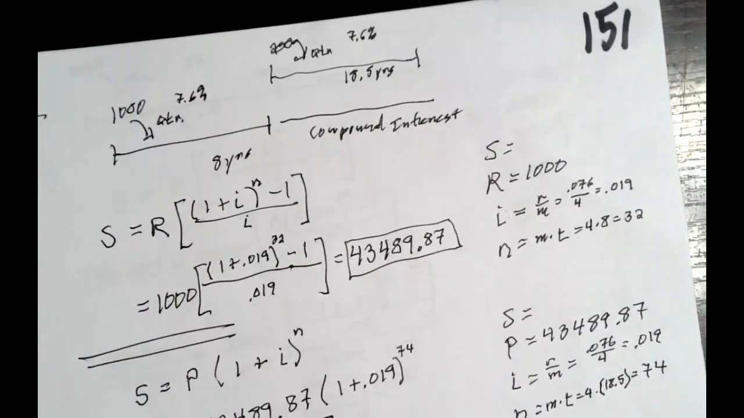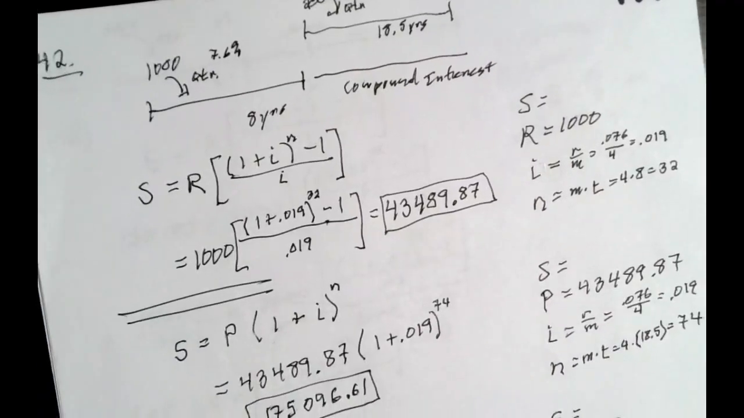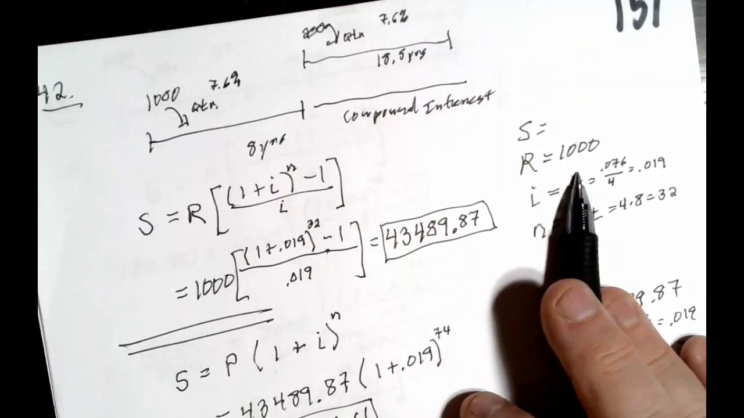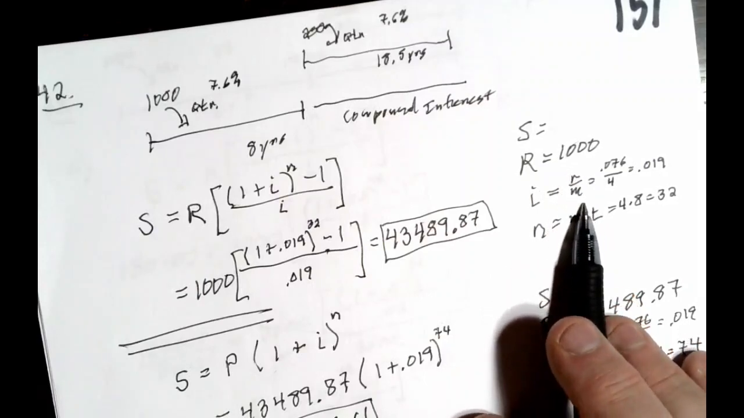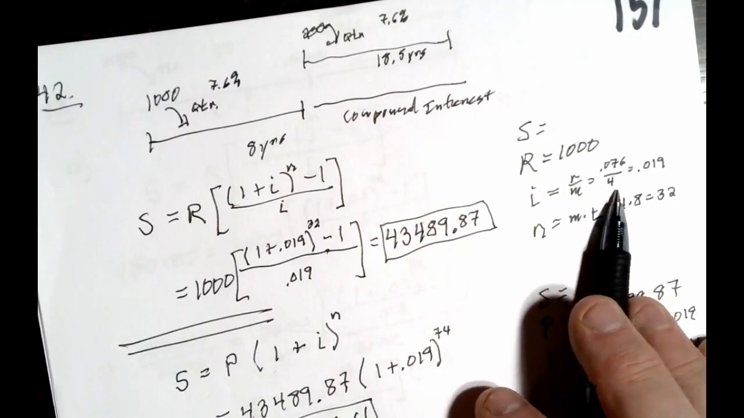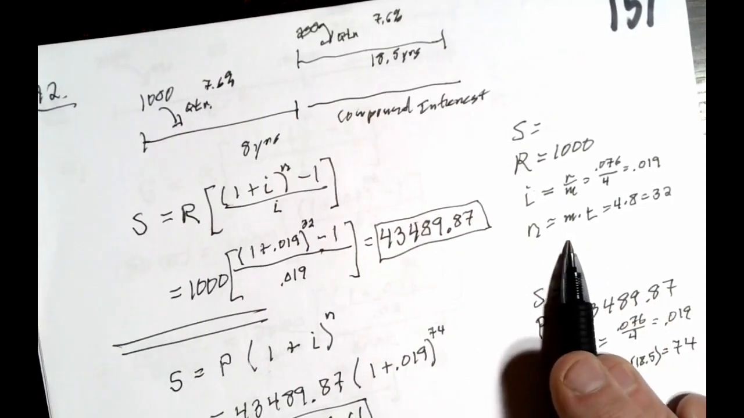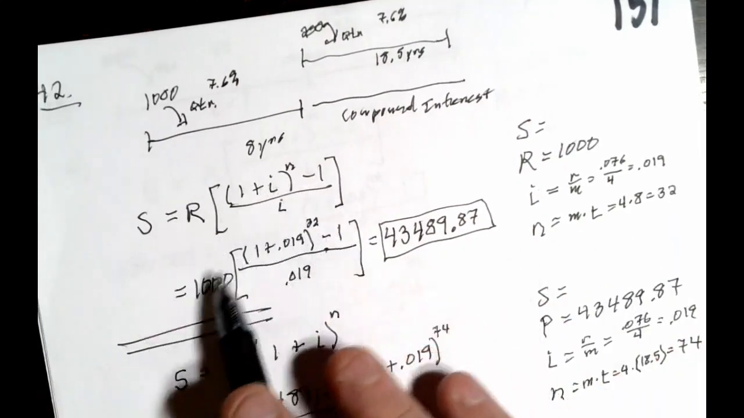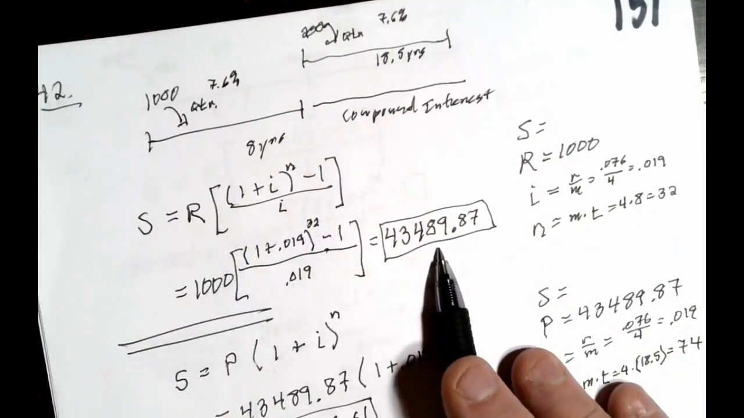Okay. 42 is a tough one. 42 says, suppose a young couple deposits $1,000 at the end of each quarter into an account that earns 7.6% quarterly, so 0.076 over 4. And it's quarterly for 8 years, so 4 times 8 is 32. So you plug in everything you know and you get this.